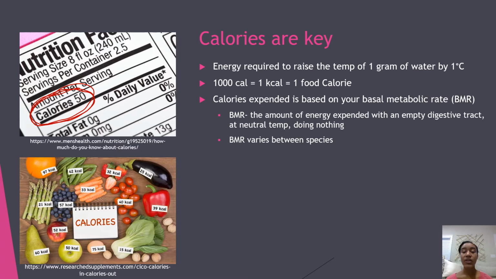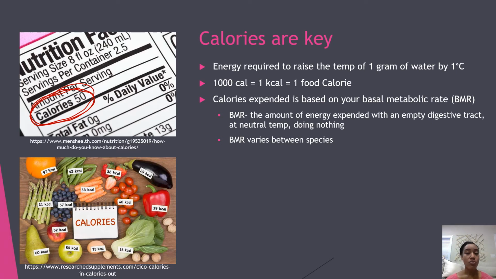And the caloric expenditure of each person varies, and for each animal it varies, and it's based on the basal metabolic rate of that animal. And the basal metabolic rate, or BMR, is the amount of energy required for you to survive when you have an empty digestive tract and you're in an optimum temperature environment doing absolutely nothing. So if you woke up, sat down and watched Netflix in a perfectly temperature controlled room, how much energy is required to keep you alive in that moment is your BMR.